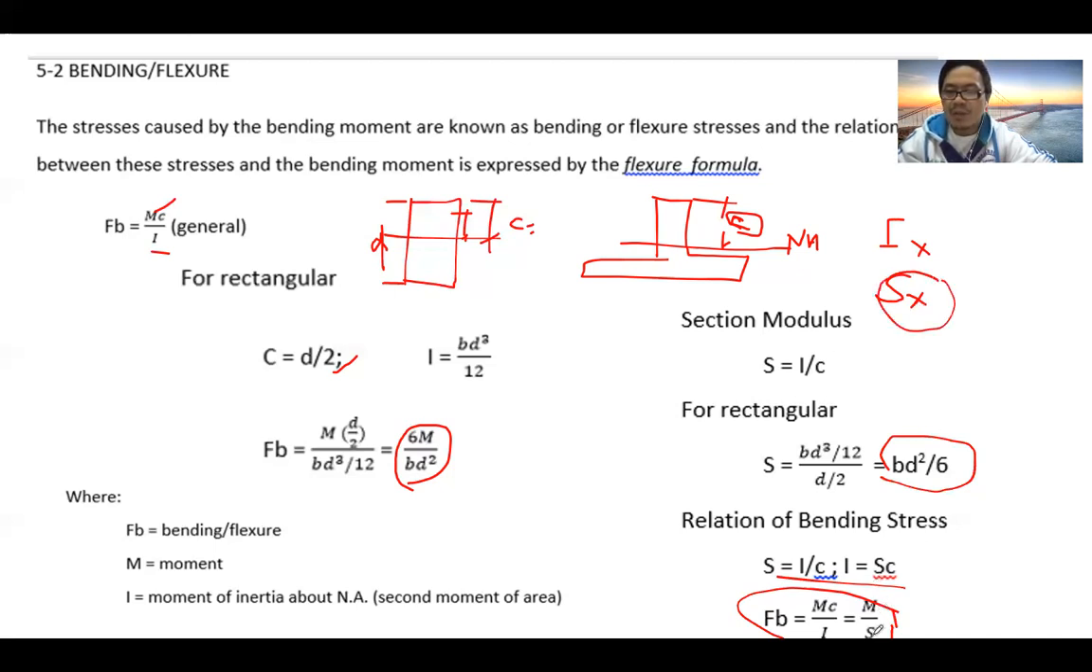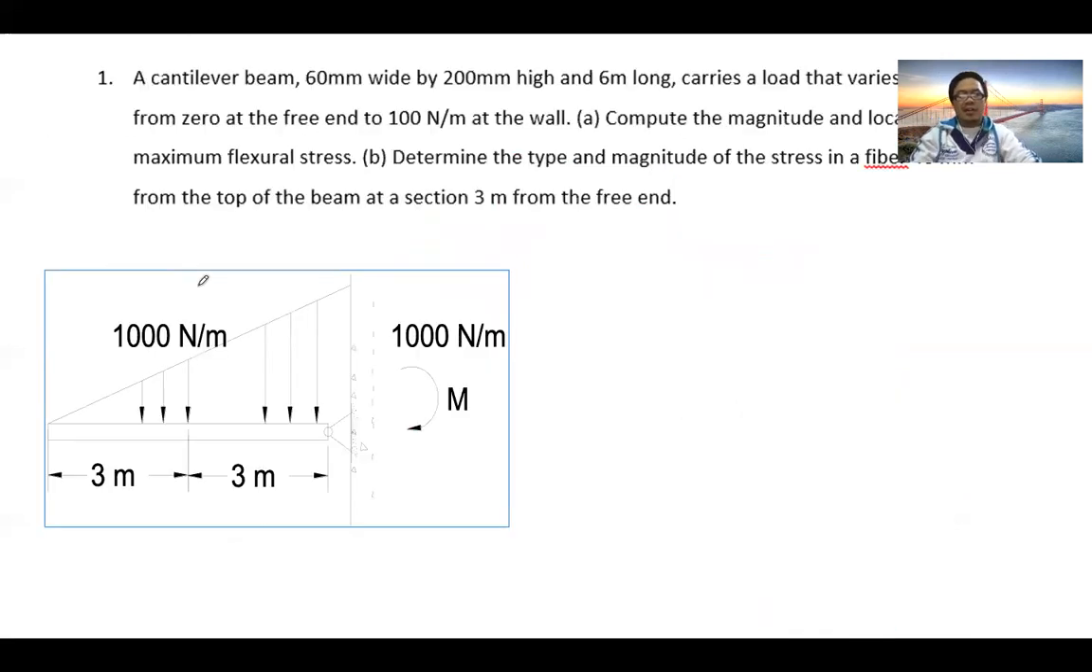So pag nagse-select tayo ng section, pag may moment tayo, ito na ginagamit natin minsan. Kasi kung may moment ka, may stress, then we can compute the required S. Your required S. Sineselect lang natin sa table of structural steel. Okay, so this relationship is also important. Mas mapadali. Kasi kung sa I ka pa, dito pa, medyo tatagal ka pa ng calculation. Okay, so let's have this example.